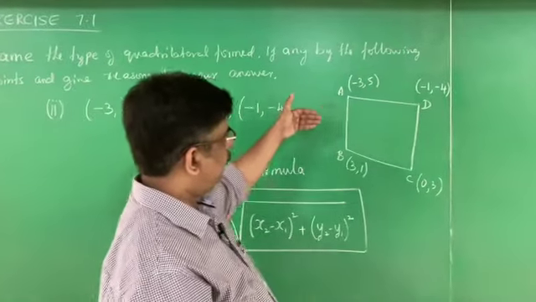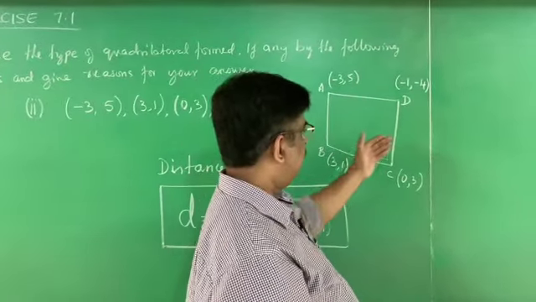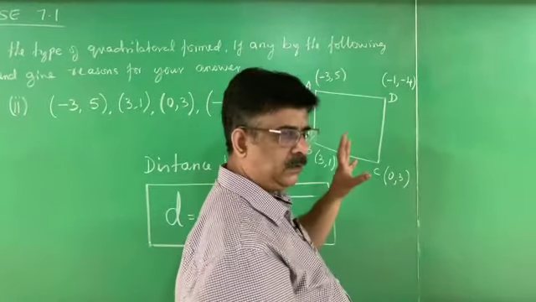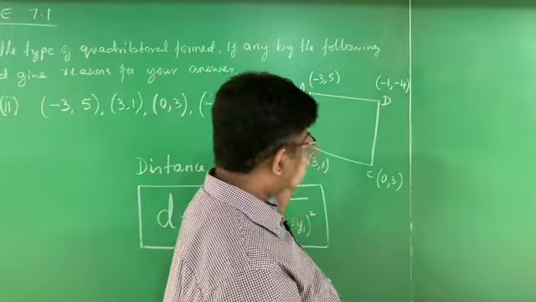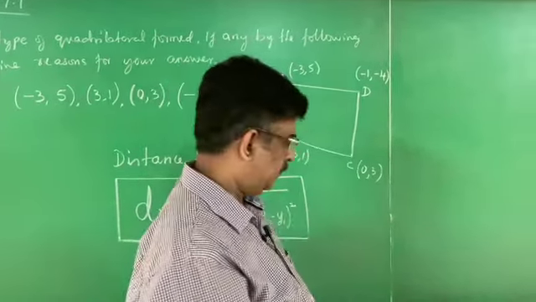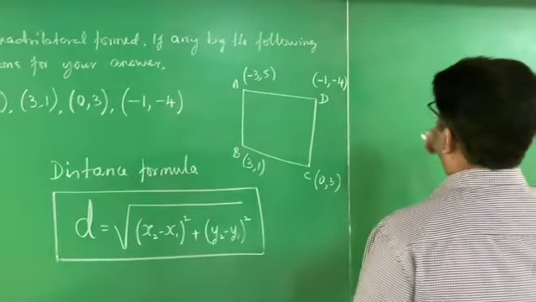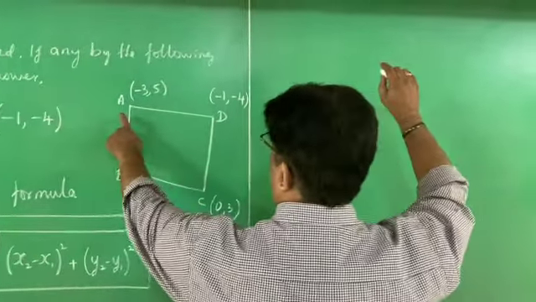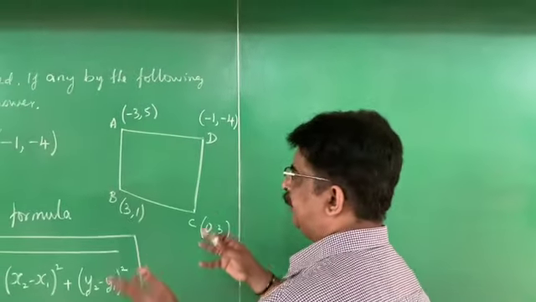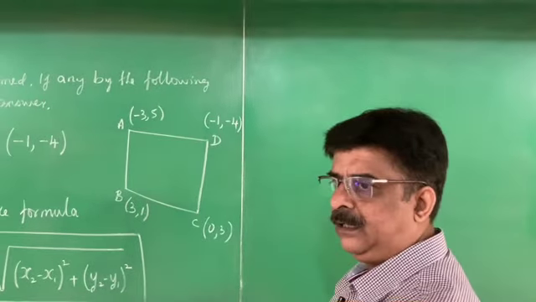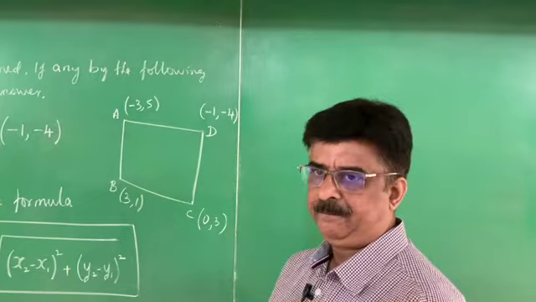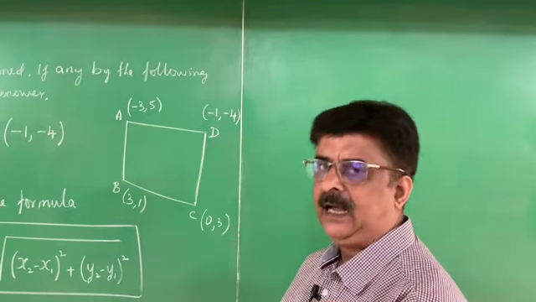Now I want to find the lengths of AB, BC, CD, AD. Then I cross check. Then again by cross checking the length of the diagonals, I can verify and give a judgment. First, I find the length of AB, the same method I used in the previous problem. Actually, I should not do this problem, because it is a problem for practice. You have to sit and write. Since it is a video class, I am solving this.